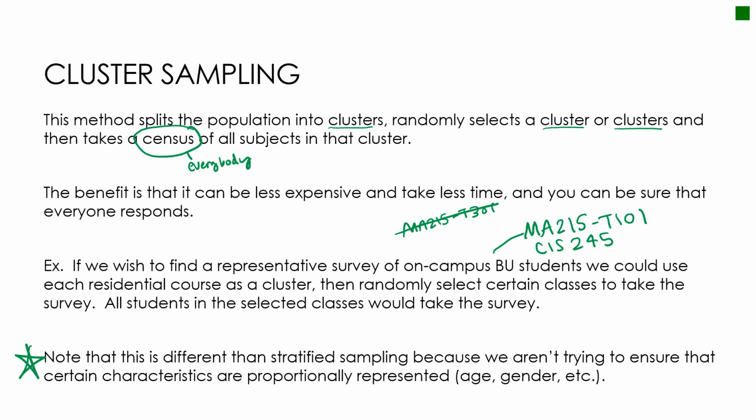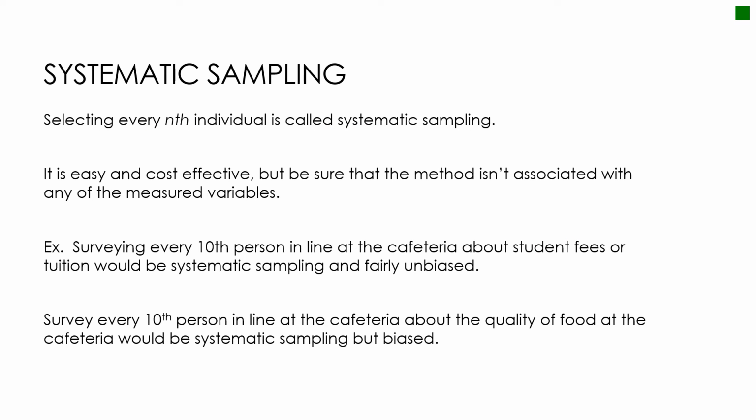Systematic sampling is another method, and in this method, we're just taking every nth individual. So every 5th individual, every 10th individual, every 100th individual that we come across will be surveyed. It's easy and cost effective, but again, make sure that you're not choosing it in such a way that you're going to introduce some sort of bias to your survey.